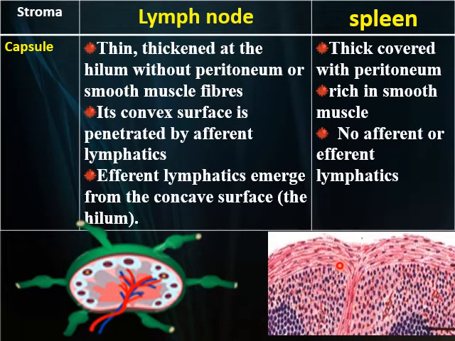For the spleen, the capsule is thick. As we see here, it is a thick capsule, but here it is a thin capsule. It is covered by peritoneum. It also has smooth muscle fibers inside it. As we see, it has no afferent or efferent lymphatics.